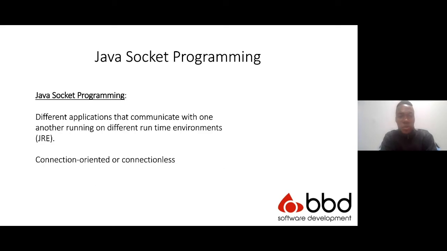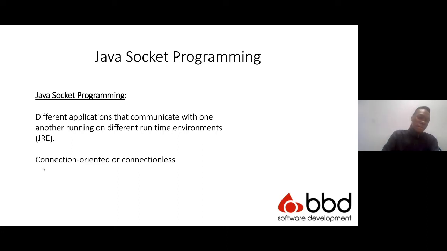So what is Java socket programming? It's basically having different applications communicate with one another, even though they are running on different runtime environments. In Java, we call that a JRE, which is a Java Runtime Environment. So if we have a client running on one runtime environment and the server running on a different runtime environment, through the use of Java socket programming they are still able to communicate with each other.